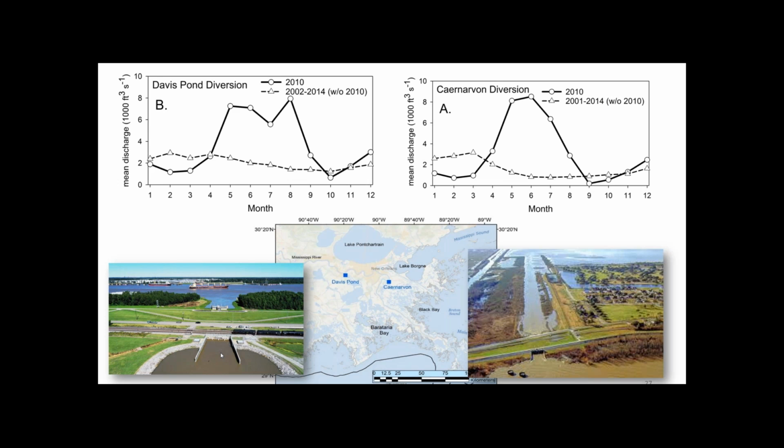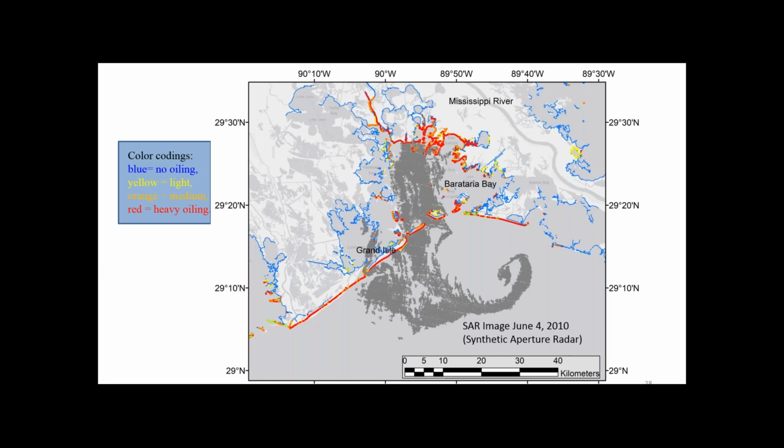This is a SAR image, a synthetic aperture radar image showing the oil itself transiting through the passes at Grand Isle and into Barataria Bay. Remember that those water diversions were meant to try to keep the oil from coming ashore. You can see it did a really good job of doing that.